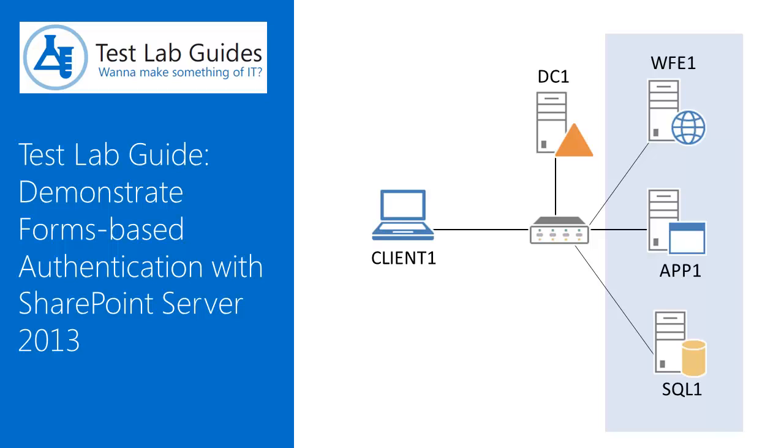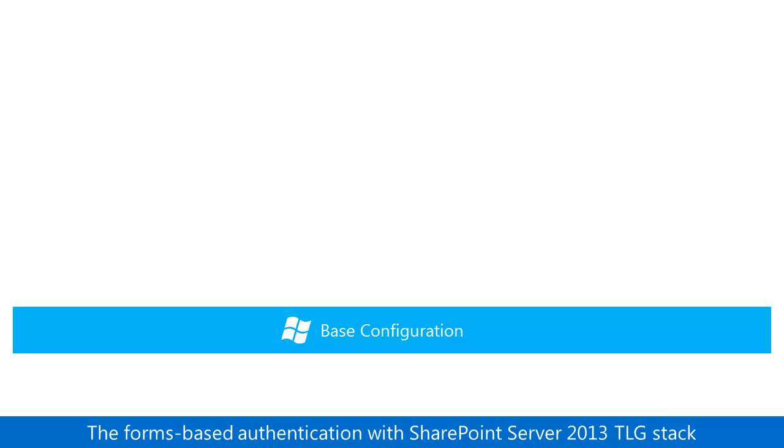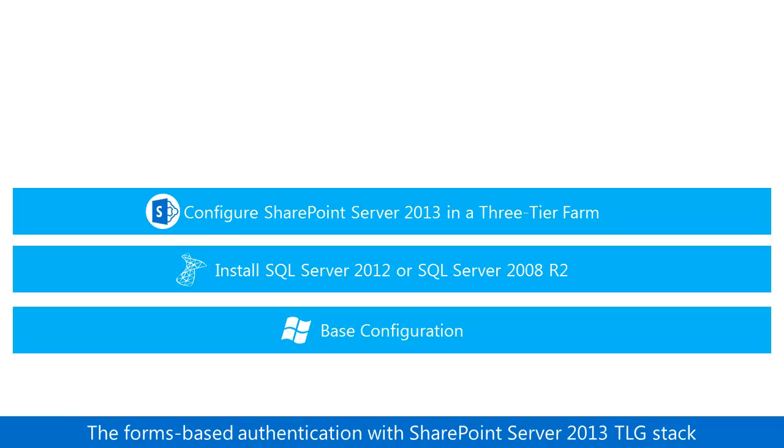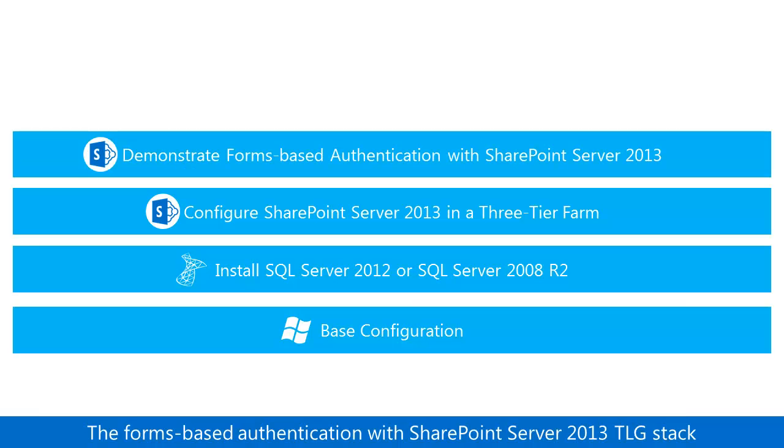Let's step through the test lab guide for demonstrating forms-based authentication using SharePoint Server 2013. The forms-based authentication with SharePoint Server 2013 stack consists of the base configuration test lab guide, or TLG, the SQL Server 2012 or 2008 R2 TLG, which installs SQL Server on a separate computer named SQL1, the three-tier farm TLG, which creates the web, application, and database tiers of a SharePoint Server 2013 farm, and lastly the TLG that configures the web application corresponding to the default team site to use forms-based authentication and the built-in LDAP provider, then demonstrates the new authentication experience from a web client computer.